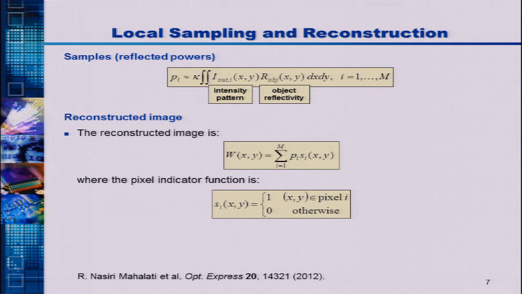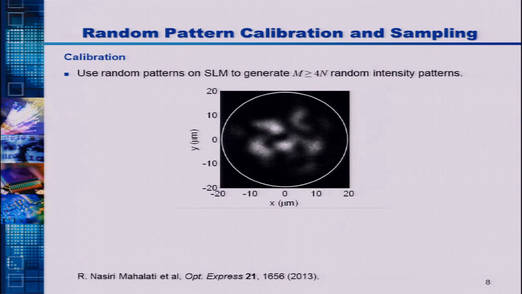And the reconstruction algorithm is trivial. You just have pixels, and each pixel is weighted by the brightness value that you recorded. And so we call this localized reconstruction because it's so simple and local. And so that's basically similar to what other people did.